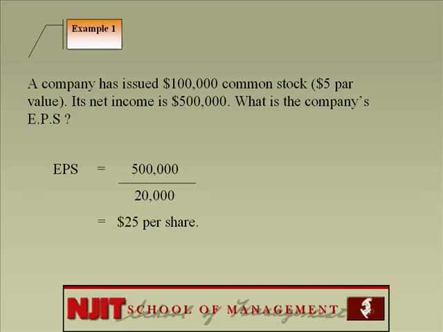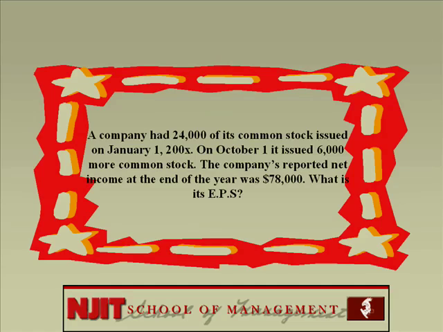How was that? That wasn't too bad, was it? Okay, let's make it a little tougher. Try the second example. Here it is. Eyeball this information for a minute.